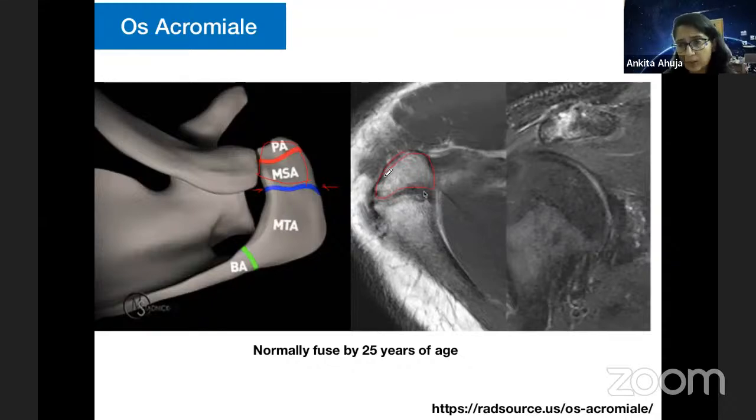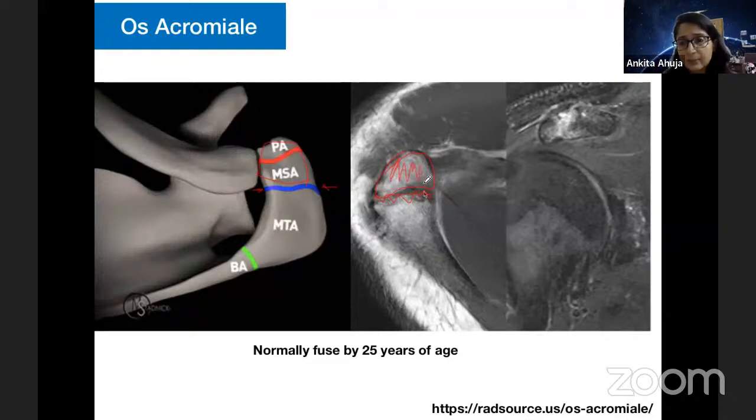Why is it important? It's almost like a normal variant, I believe, but it's important if somebody has some localized pain or some stress over there, then you may see some edema along this arthrosis, or because of stress, you may see some edema in the os acromiale.